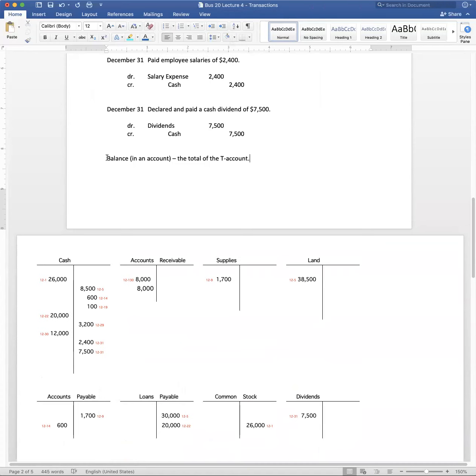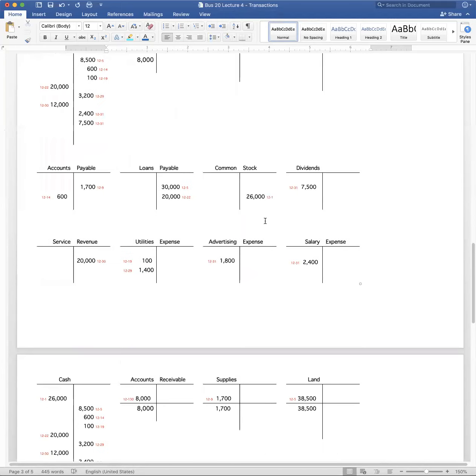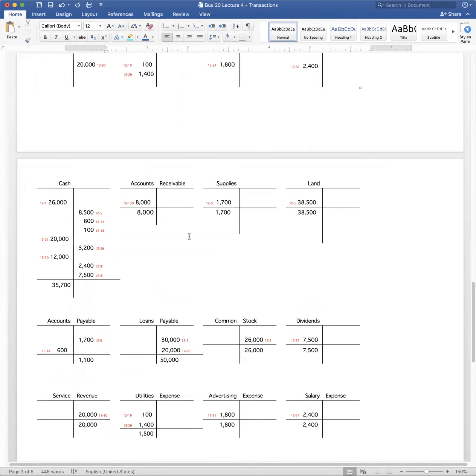So we'll talk often about what is the balance in accounts receivable, right? And what that means is what's the total in that account. And that's why we call it the balance sheet, because we're showing the totals in those T accounts, the balances in those T accounts on our financial statement. So you'll often hear accountants talking about what's the balance in this account, what's the balance in cash, what's the balance in revenues. Balance means the total. So we have a balance of $8,000 in accounts receivable and a balance of $1,700 in supplies.